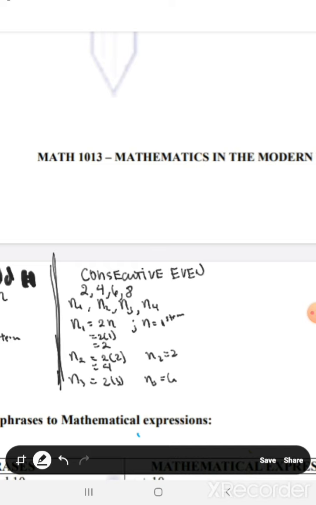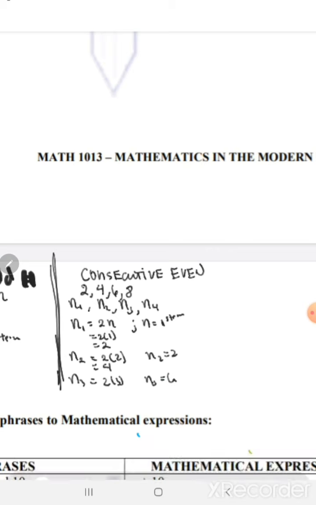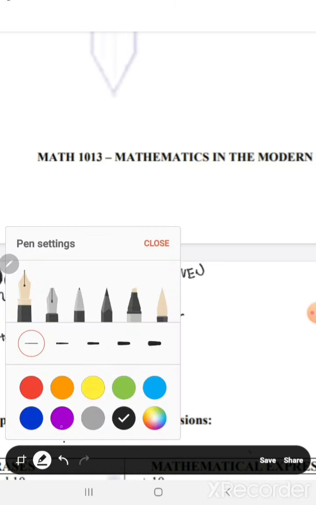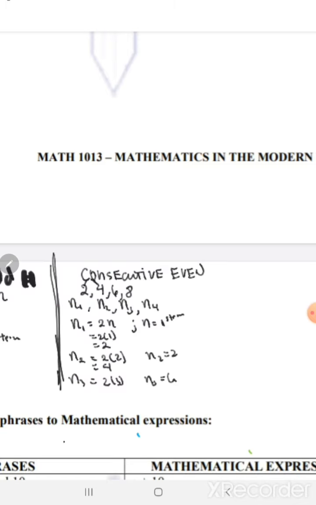So, paano pag given na yung even integer? Ang gagawin mo lang is that yung even integer plus 2. Kasi nga, ang difference nito is always 2. We have a difference equal to 2, 2, and 2. Okay?